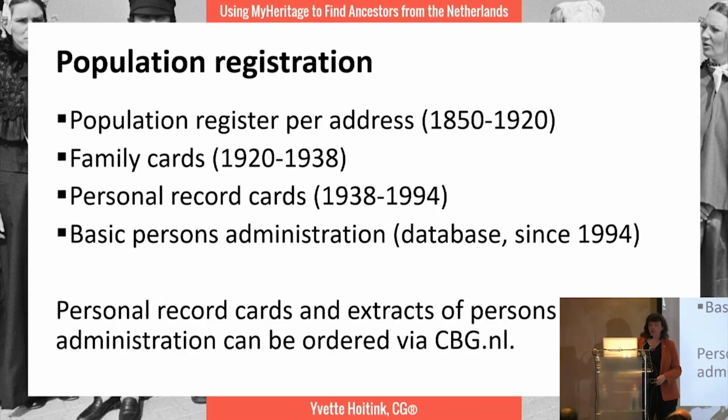So originally it was organized per address. Then in 1920 they got tired of copying whole families over and over again, so they organized them by family card and then just updated the addresses as long as people stayed in the same municipality. And then in 1938 they switched to a system per person, and in 94 they switched to a database. And you can order records. The last two, you can order extracts via the website cbg.nl.